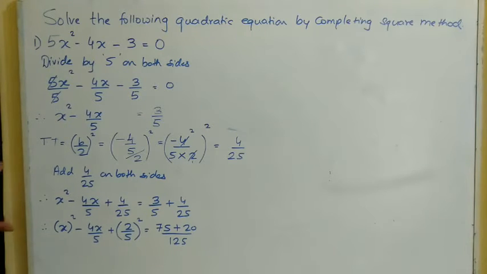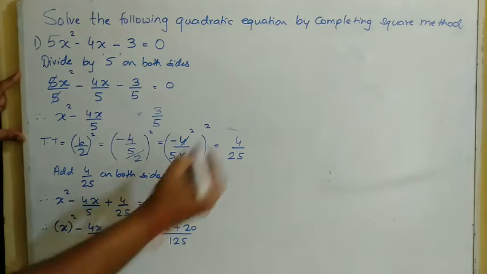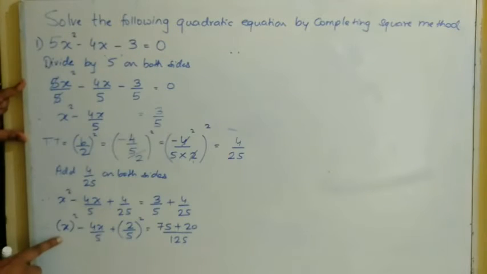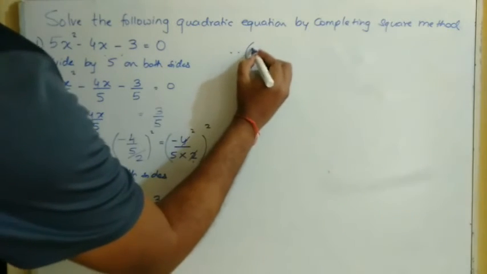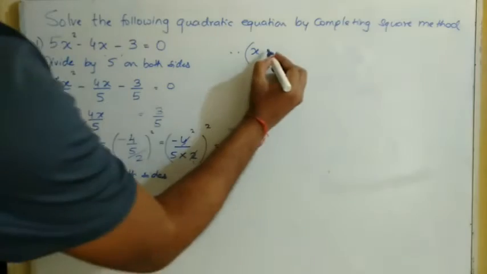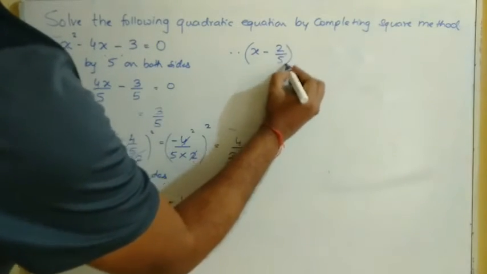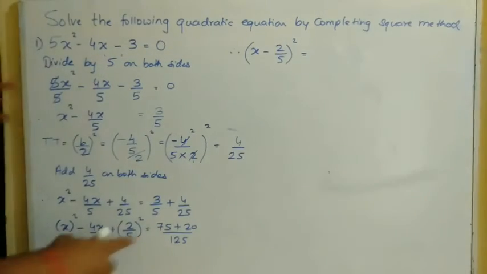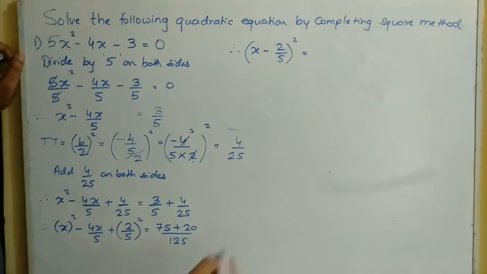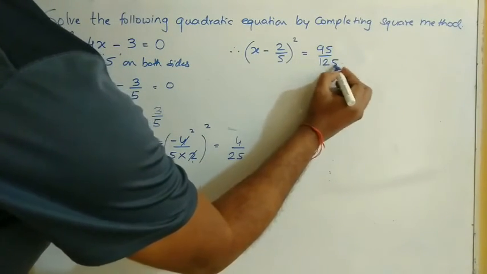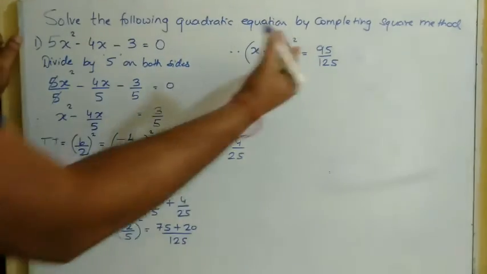Now I will take the factors of this, or directly I will take in brackets x square's square root and this square root, that means 2 upon 5 only. So I have in brackets x, the middle term sign minus, 2 upon 5 the whole square, it is equal to, if I add it, I will get 95 upon 125. Now we can even reduce this.